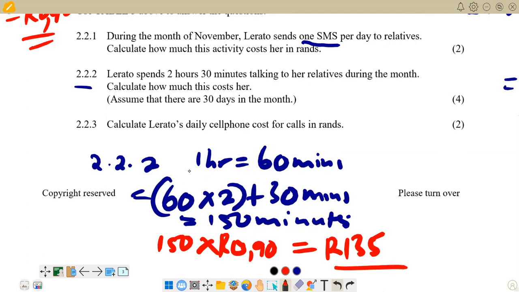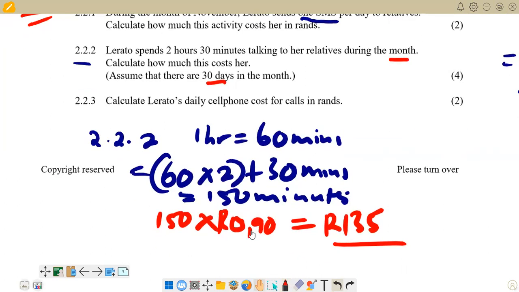Then we have got the next question, 2.2.3, which says calculate Lelato's daily cell phone cost for calls in rands. So we are given, this is the monthly. Remember, it's for the month. On the previous question, they're saying Lelato spends 2 hours, 30 minutes talking to a relative during the month. So it means the 135 that we got here is per month. To reduce it to daily, we know that there are 30 days in a month. So we are dividing this one by 30.